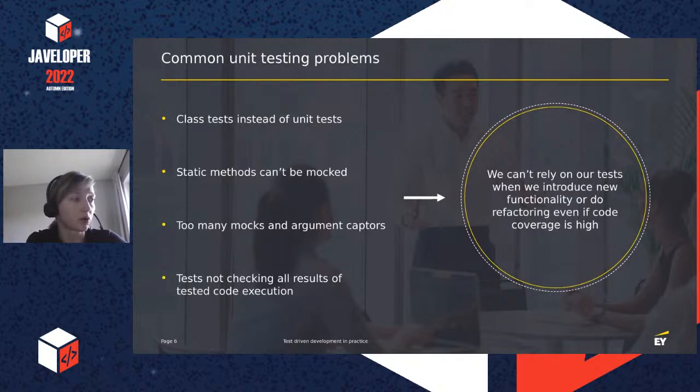Also, we have problems with mocking static method calls. I also will show that a bit later. And we have too many mocks and argument captors. In fact, because of problems with static method mocking and these Mockito mocks and argument captors, we often cannot check all results of tested code execution.